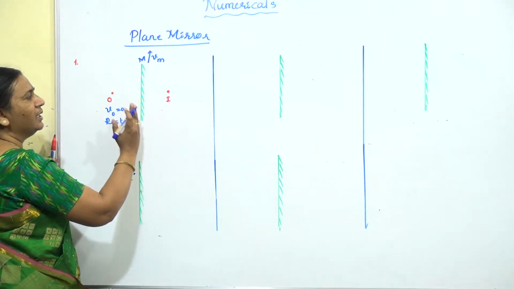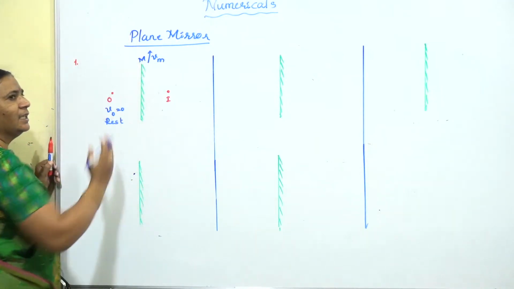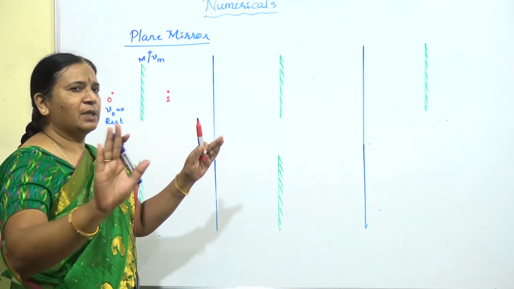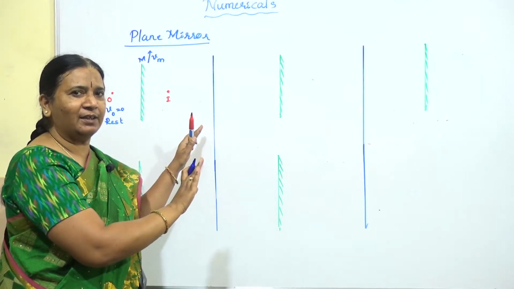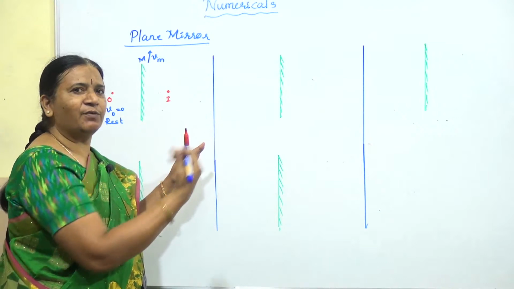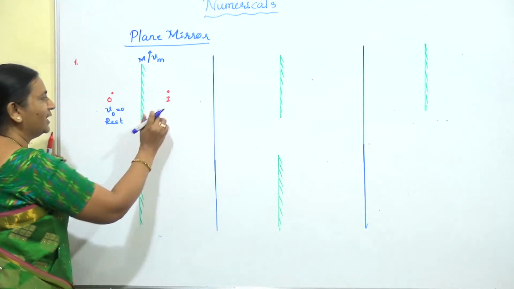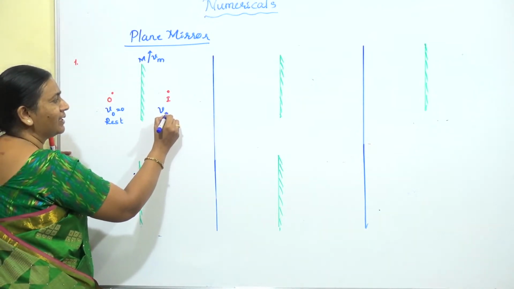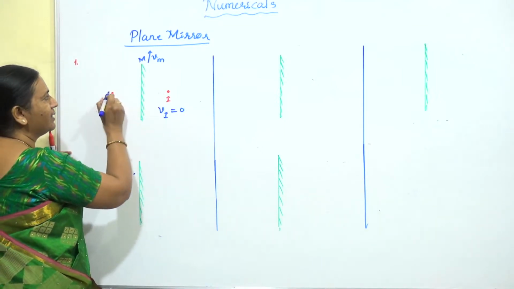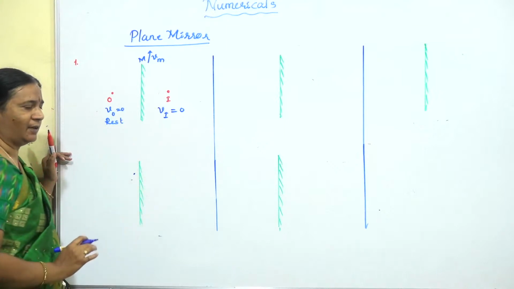Even though I move the mirror like this, imagine a large mirror is there in front of you, and someone keeps on taking it away in this direction, but I find my image in front of me as it is. So the image distance also is where I am, so image speed is also 0. This will be at rest in front of you itself.